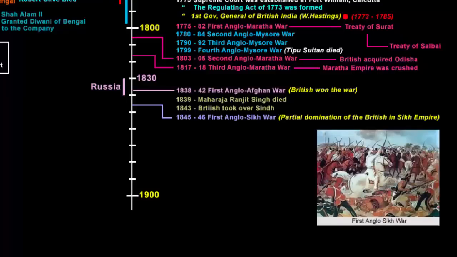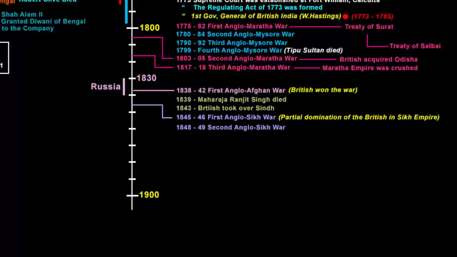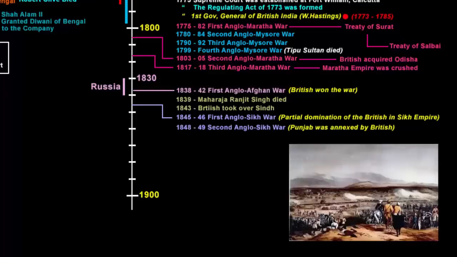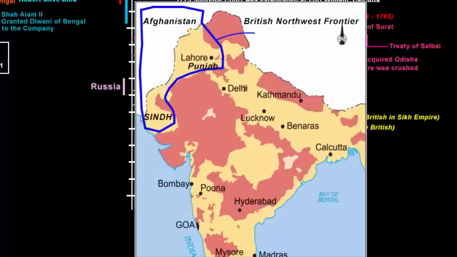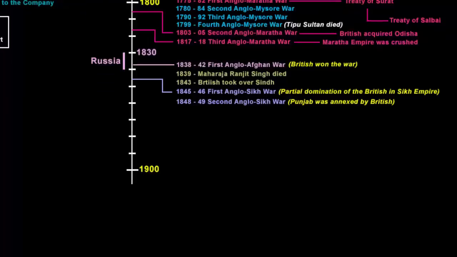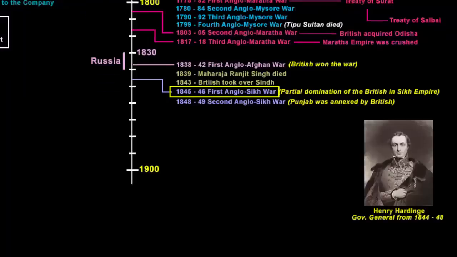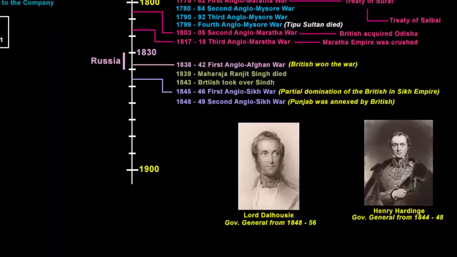Although the Sikh army was weakened by the war, British interference in the Sikh government led to the Second Anglo-Sikh War within 3 years. The Second Anglo-Sikh War took place in 1848 and 1849. It resulted in the subjugation of the Sikh Empire and the annexation of the Punjab, and what subsequently became the Northwest Frontier Province by the East India Company. Henry Hardinge was the Governor General during the time of the First Anglo-Sikh War, and Lord Dalhousie was the Governor General during the Second Anglo-Sikh War.